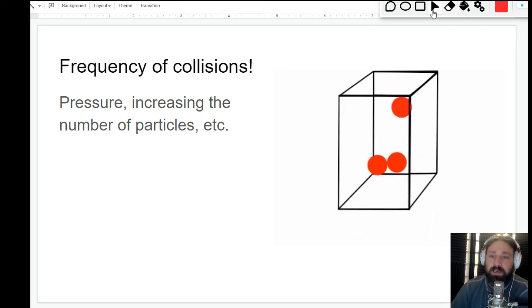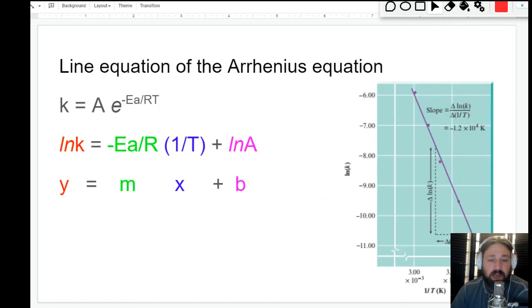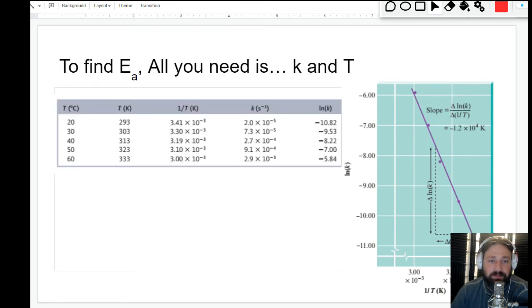So there's that. Now we can go through and add all of these together. We can think about the activation energy and the temperature and the gas constant and the steric factor and the number of collisions and all of this, and then put it all together, and we get this Arrhenius equation. Now, you won't have to know this Arrhenius equation at all. The only thing I would like you to know, and you can go through and calculate things, you won't have to worry about this so much.